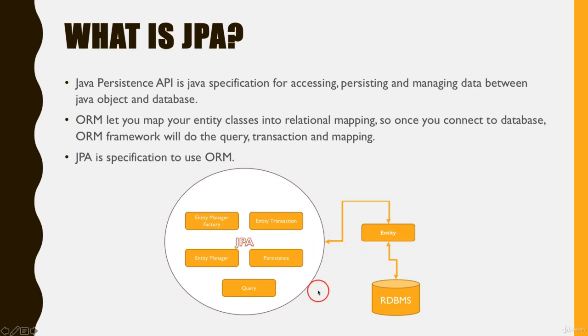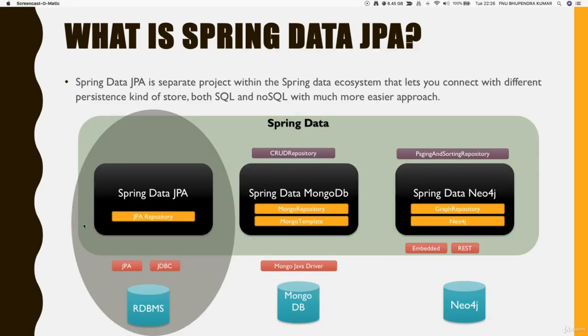In this diagram below, you can see we have entity manager, entity transaction, entity manager factory, persistence, and query inside a JPA. By using entity classes, we can connect to an RDBMS, which is a relational database. So this is the standard JPA. What is Spring Data JPA? Spring Data JPA is a separate project within the Spring Data ecosystem that lets you connect with different persistent kinds of stores, both SQL and NoSQL, with a much easier approach.